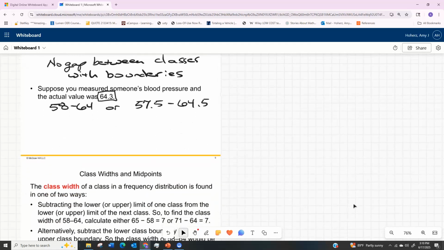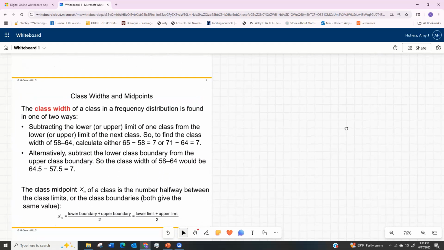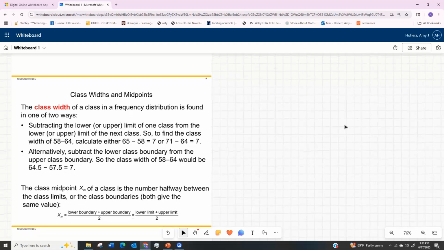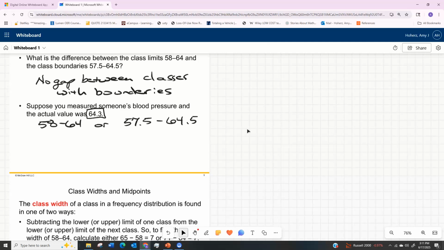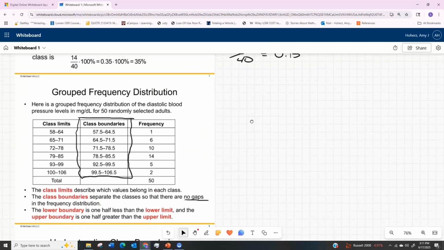So let's look at the class widths and the midpoints. We've talked about the widths actually quite a little bit, so hopefully the class widths won't feel too new. But the class width is found in two ways. You can either subtract the lower limit of one class from the lower limit of the next class, or you can do the upper minus the upper. So if we go back to this one we just did, we hadn't really talked about the width on this one because it was already kind of completed for us. But what's the width here?